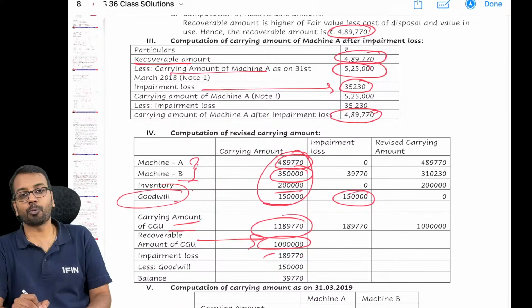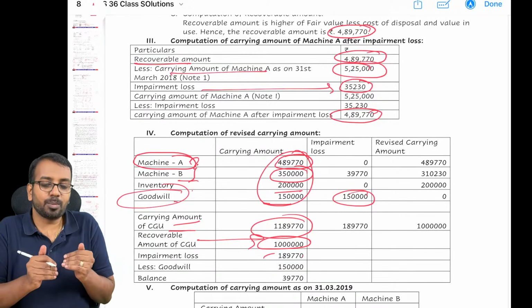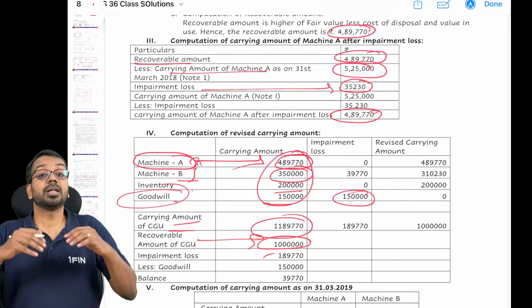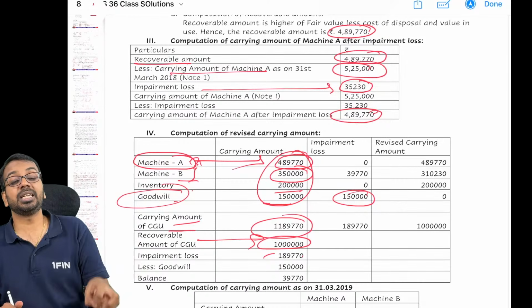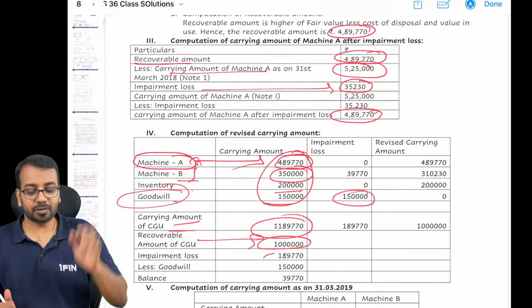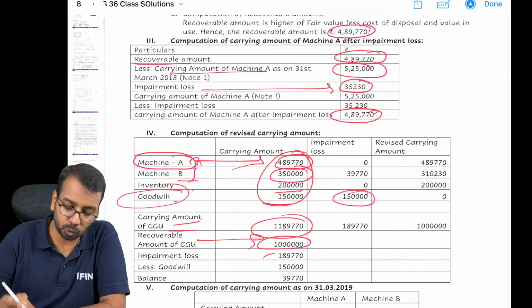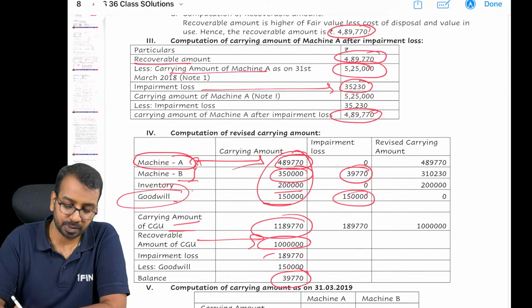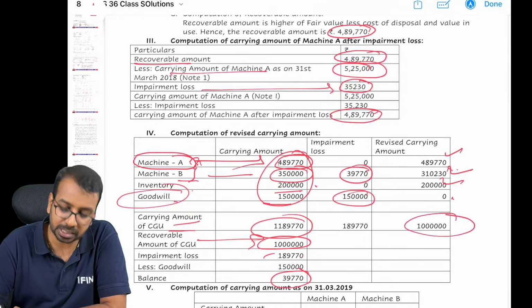Why? Because always remember, if machine A has a higher recoverable amount, or if machine A is already shown at recoverable amount, I cannot charge further impairment loss, because machine A independently I can sell it off at 489,770, or I can get the value of 489,770. So whatever is the loss entirely will be borne by second machine. So carrying amount is 489 after impairment, machine B 310, inventory 2 lakhs, goodwill 0, total is 10 lakhs.